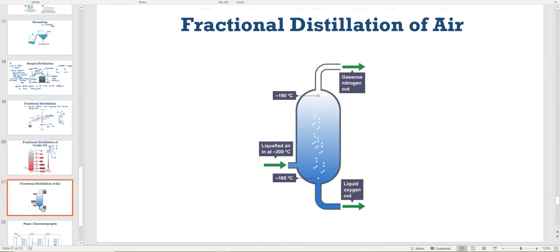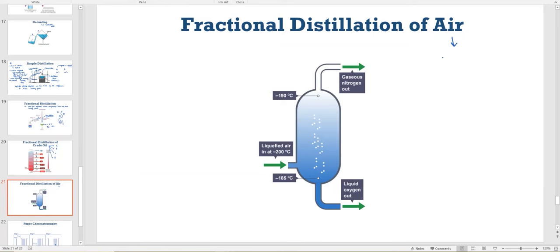Now let's talk about fractional distillation of air. We know air is a mixture of gases. So how are we going to distill it? Now that is a conundrum. Obviously we can only distill liquids, because distillation is about boiling points, about heating liquids. So we cannot use air directly, but what we can do is liquefy air.